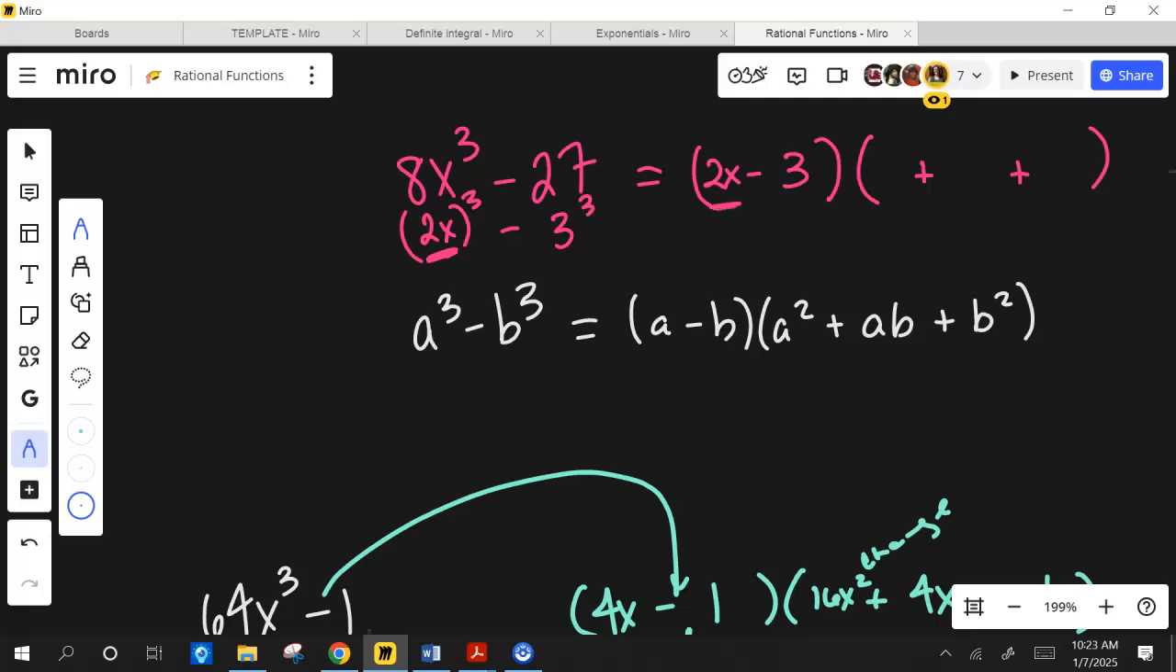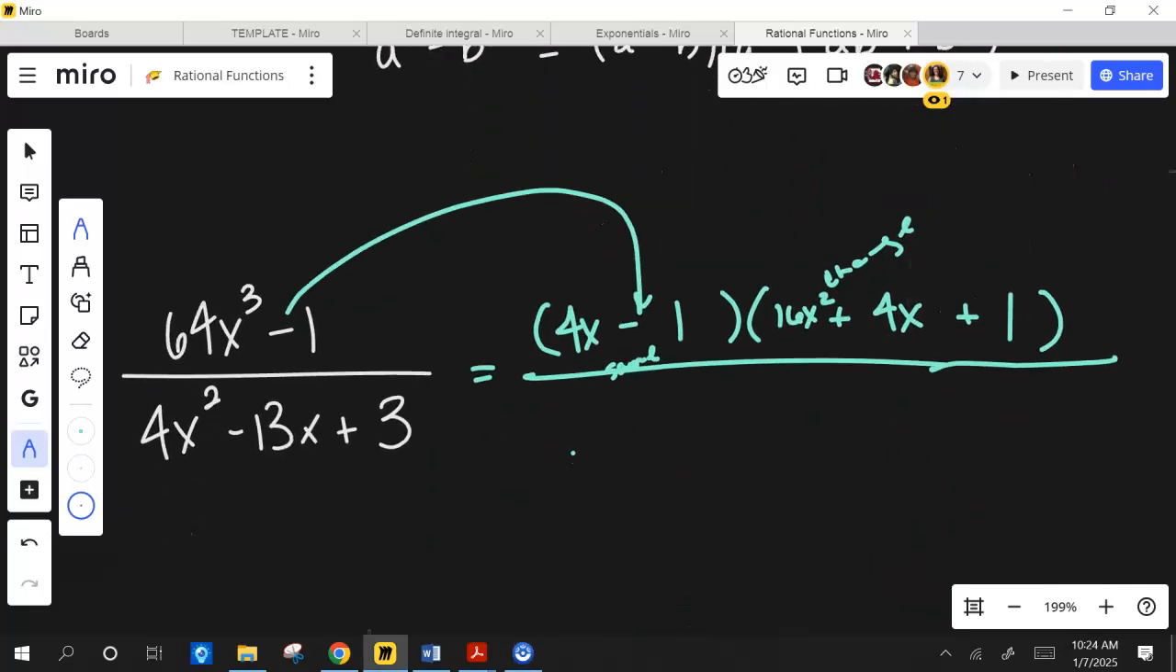Square this one. What's 2x times 2x? 4x squared. What's 3 times 3? 9. Multiply them together. That's what goes in the middle. Okay, hold on. I have completely factored the top, yes? Yeah. All right. Now the bottom.